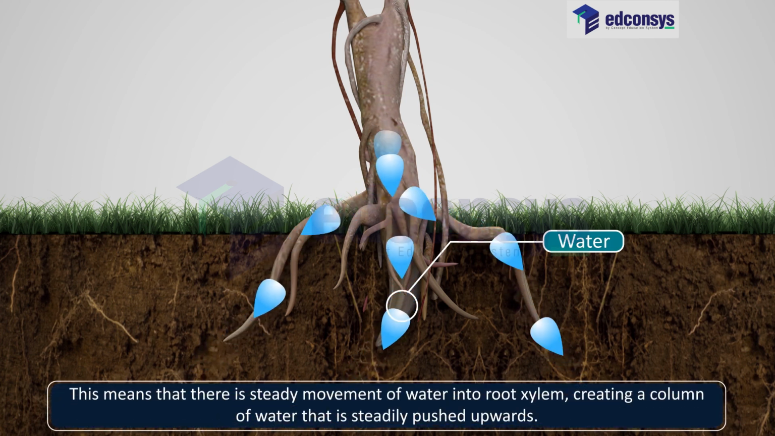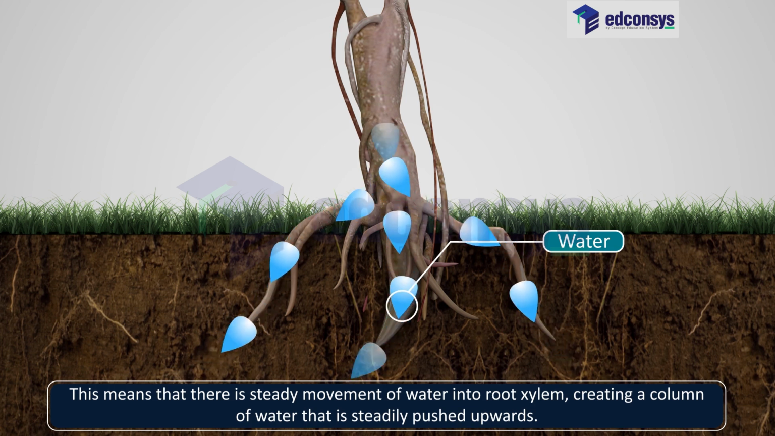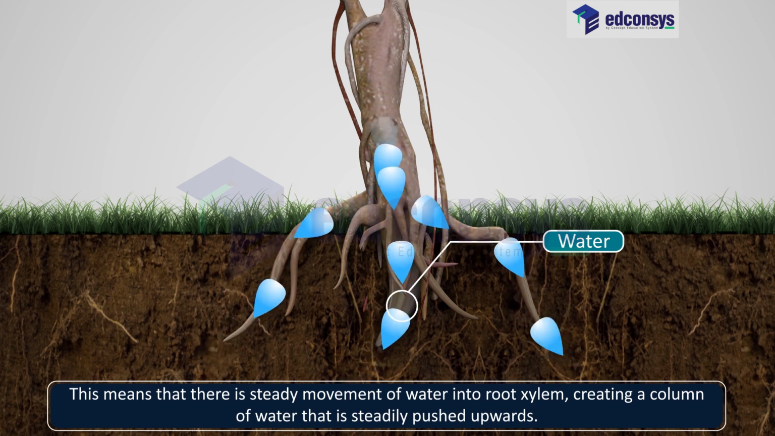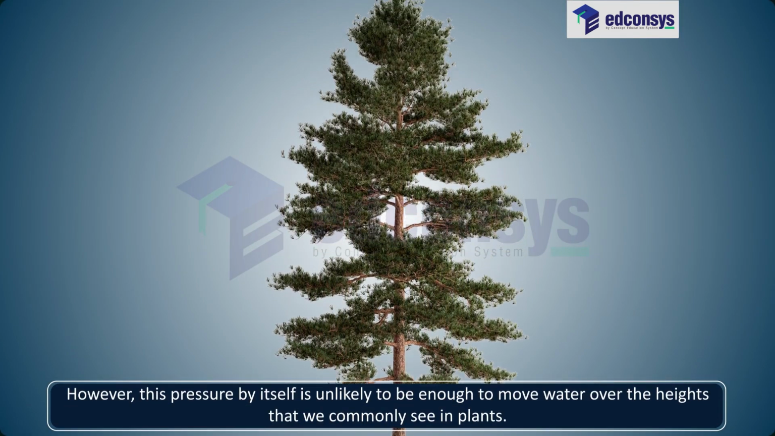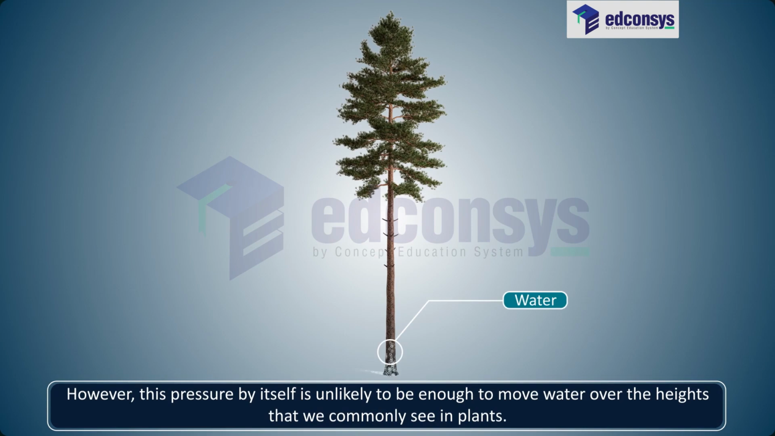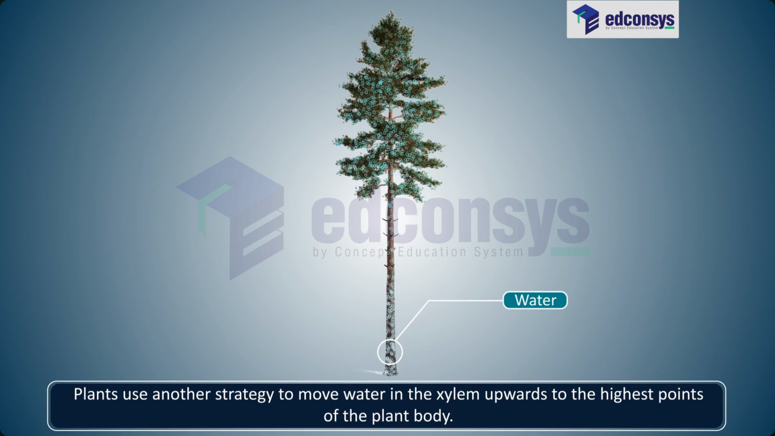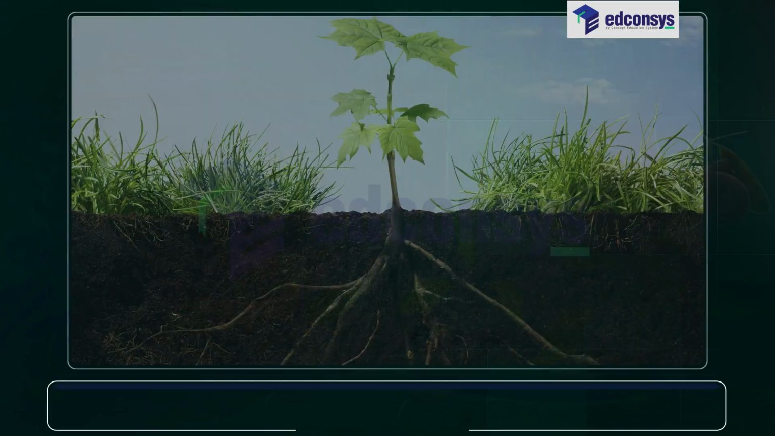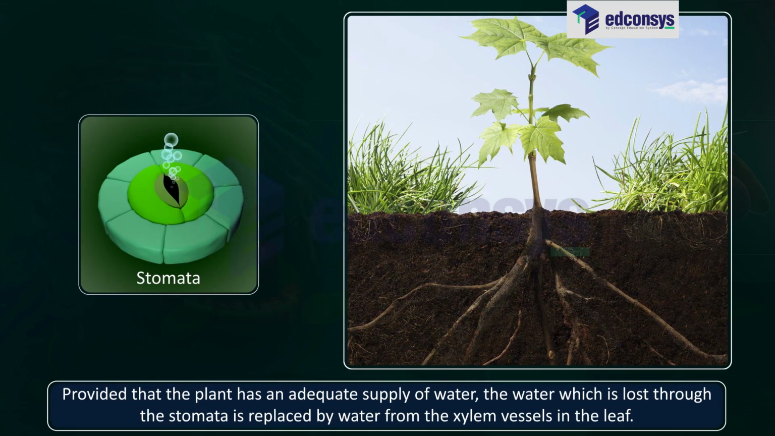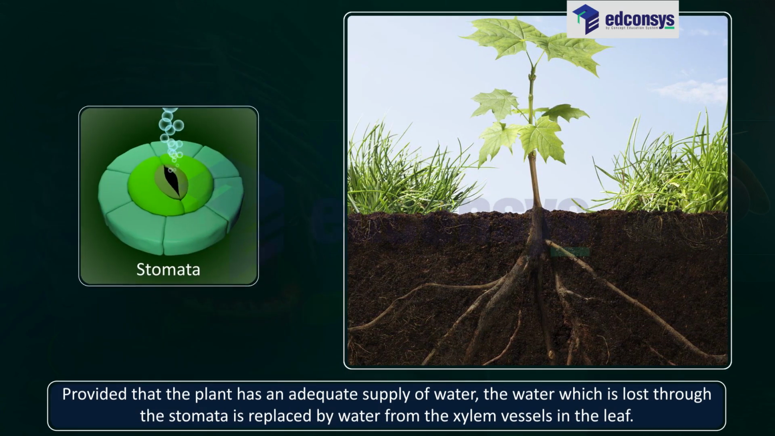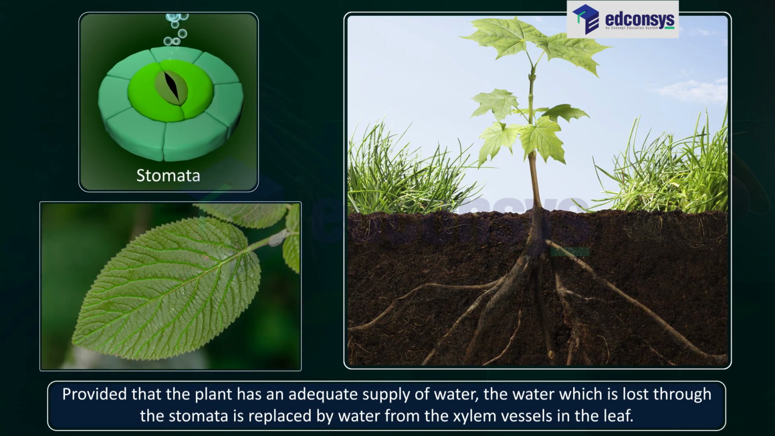This means that there is steady movement of water into root xylem, creating a column of water that is steadily pushed upwards. However, this pressure by itself is unlikely to be enough to move water over the heights that we commonly see in plants. Plants use another strategy to move water in the xylem upwards to the highest points of the plant body. Provided that the plant has an adequate supply of water, the water which is lost through the stomata is replaced by the water from the xylem vessels in the leaf.